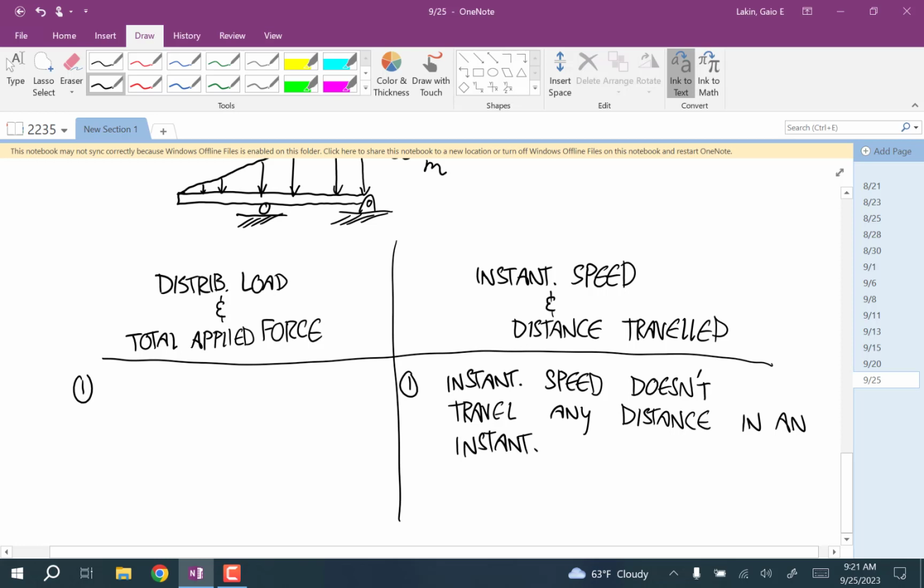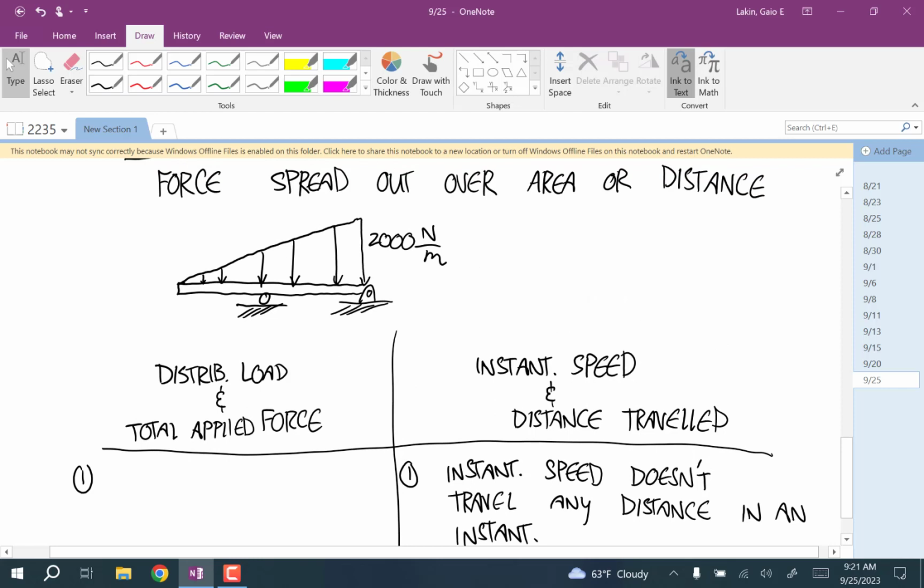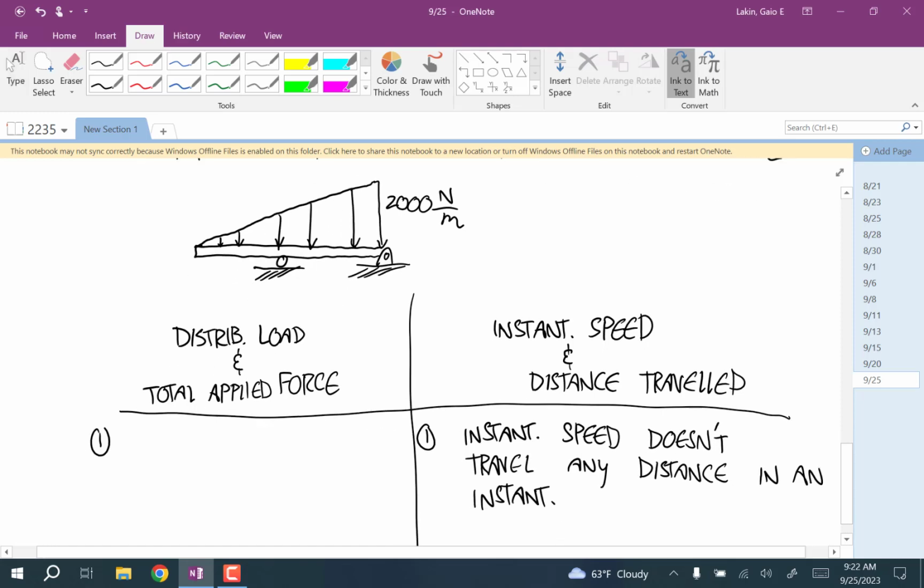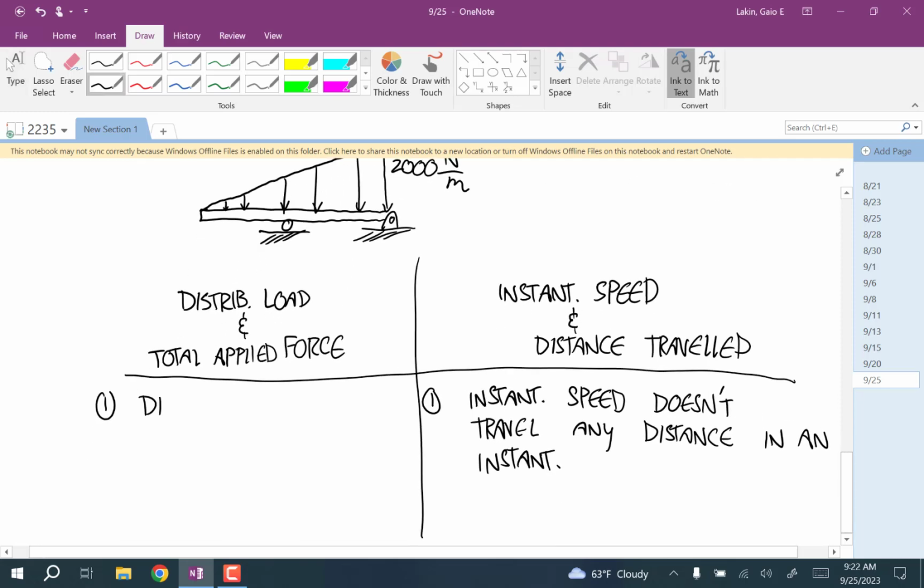And you can think about a distributed load the same way. Choose some point along that beam and ask yourself, what's the force that's applied? The answer is at any single point, the force is 0. Okay? So a distributed load doesn't apply a finite force, any finite force, at a single point.